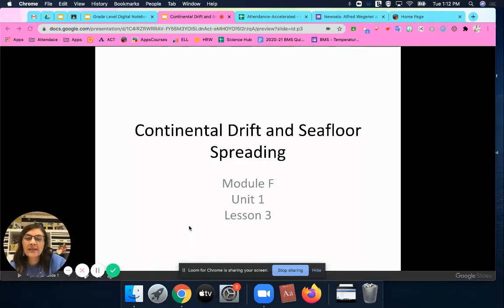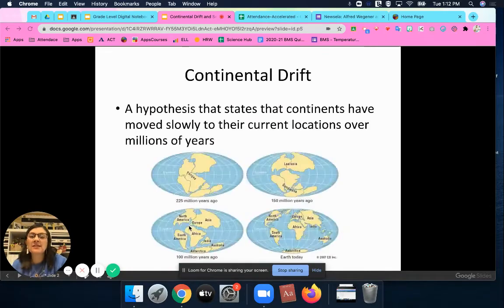All right, today you're going to take some notes on continental drift and seafloor spreading. Continental drift is the hypothesis that states that continents have moved slowly to their current locations over millions of years. So this first picture here, this is Pangaea. This is what we've been talking about the past week.